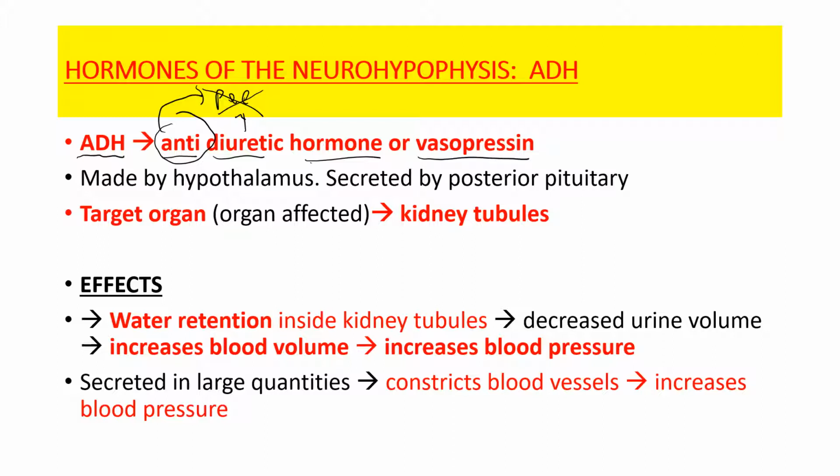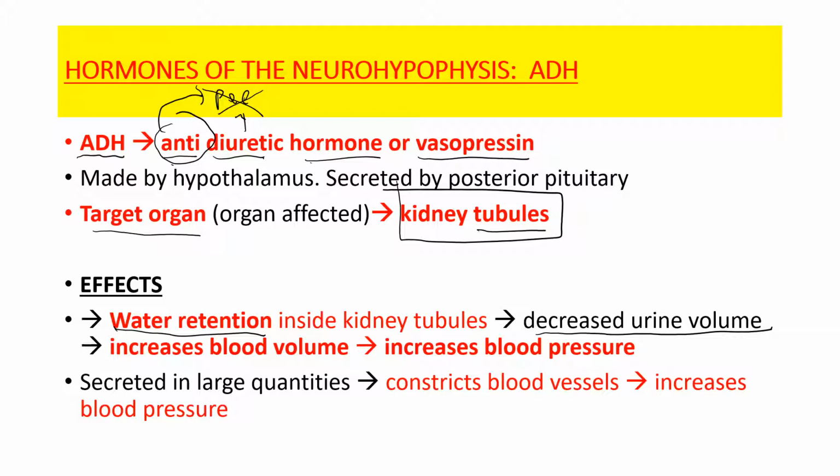Another name for the hormone is vasopressin, which refers to the other function of the hormone, which is a slight constriction of peripheral blood vessels. The main target organ for ADH are kidneys, more specifically the kidney tubules. The effects of the hormone will be water retention inside kidney tubules. This will cause a decrease in urine volume, hence the name antidiuretic.